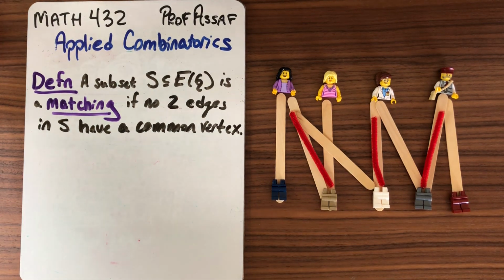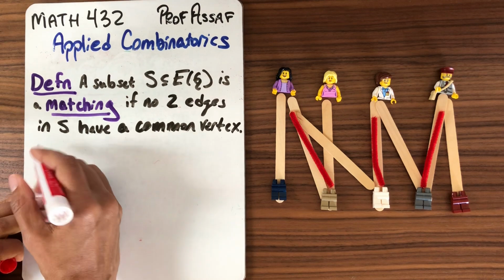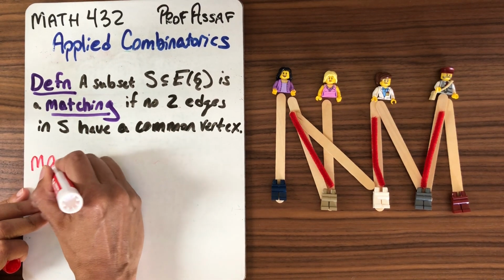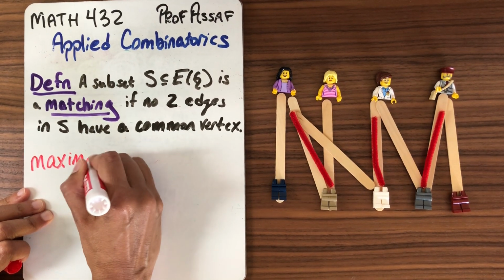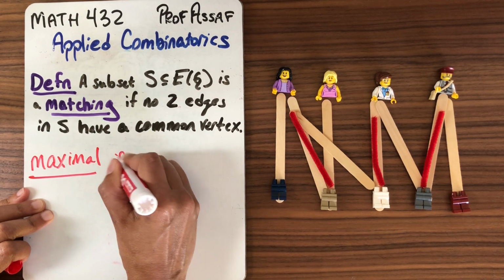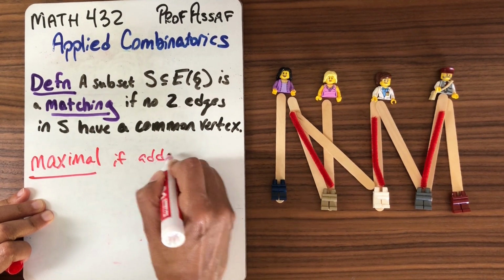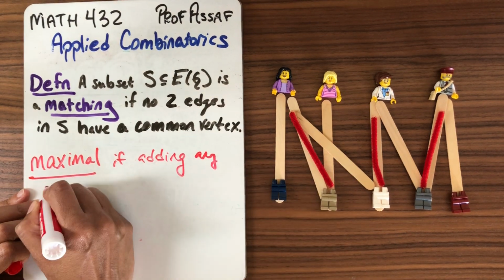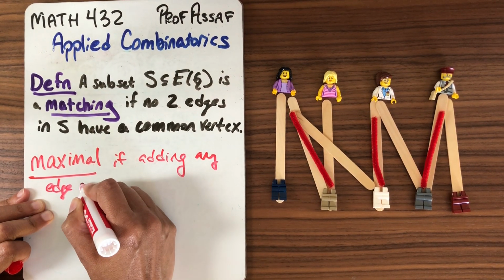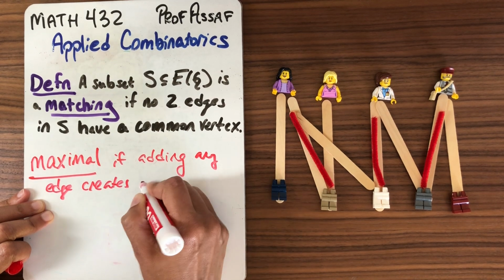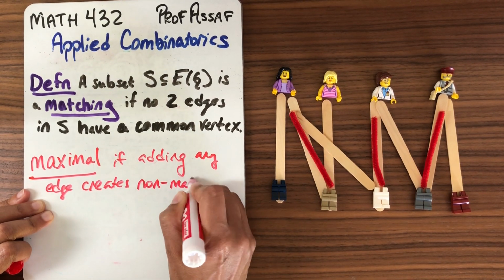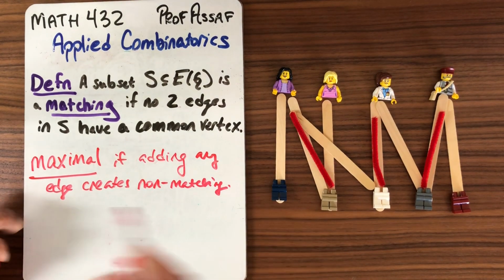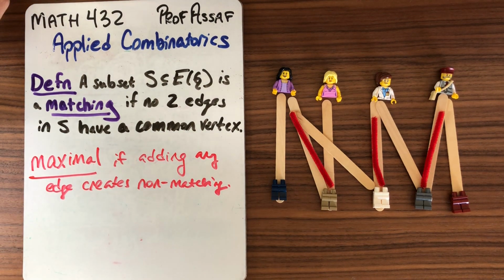And there's certain types of matchings that I'm interested in. A matching is called maximal if adding any additional edge that's not already in the matching creates a non-matching. So it's going to have to touch a vertex that's already touched. That's what it means to be maximal.